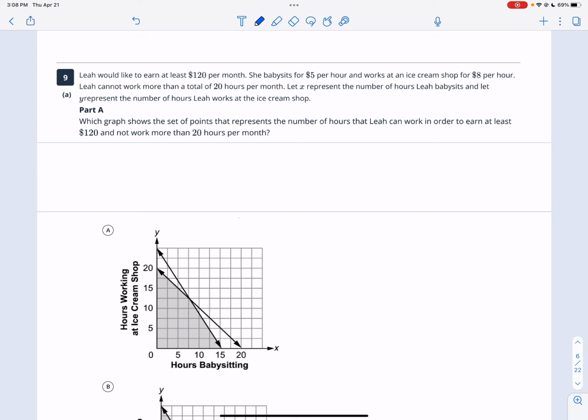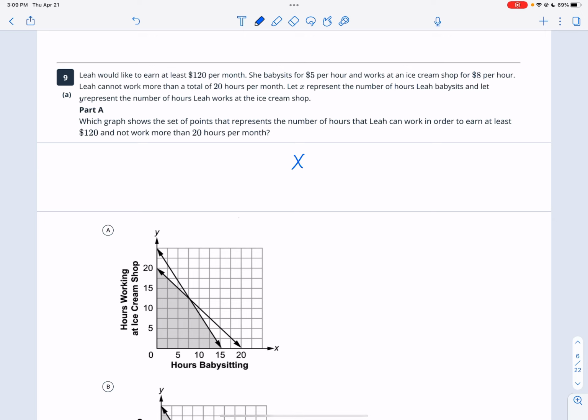The only variables I have here, the only unknown quantities, are X and Y, so our hours. So we need two inequalities that we can graph to get some more information. The first one, the easiest one, is how many hours in total she works. We know X is the number of hours she babysits and Y is the number of hours she works at the ice cream shop. The total number of hours she can work in a given period of time is given to us as no more than 20 hours.